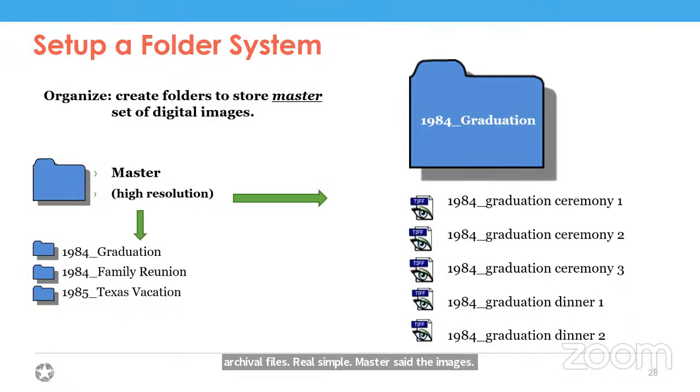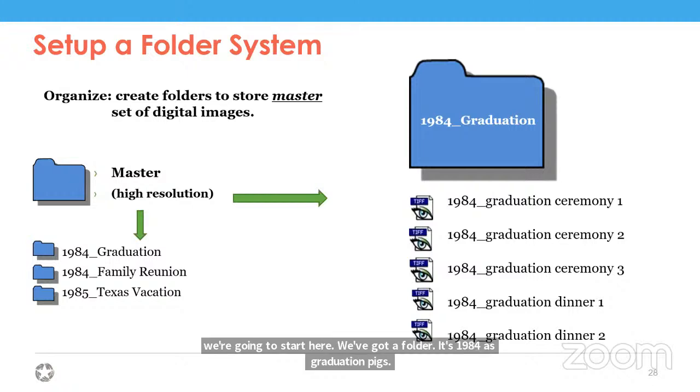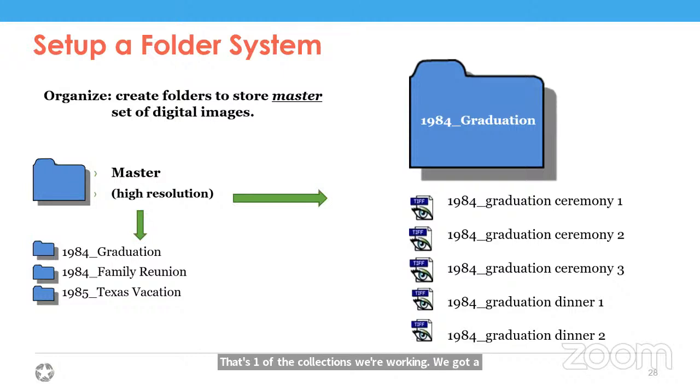So we're going to start here. We've got a folder. It's 1984. It's graduation pics. That's one of the collections we're working on. We've got a master folder. That's what I call her, Aunt Betsy. That's her collection. That could be that folder name.